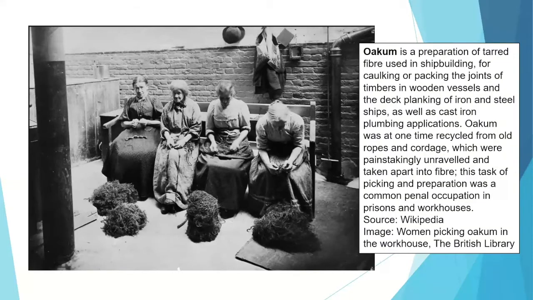Here we've just got a picture from the British Library, and this is just showing some women who were picking oakum. So oakum was a preparation of tarred fibre used in shipbuilding for the packing of joints in the wooden vessels and the deck planking of iron and steel ships. It was at one time recycled from old ropes and cordage, which were unravelled and taken apart into fibre. And this was a job commonly given to prisons and workhouses. So you can imagine it'd be very hard on your hands and probably quite a demoralising and horrible job to sit there and do that for 8 or 10 hours a day.